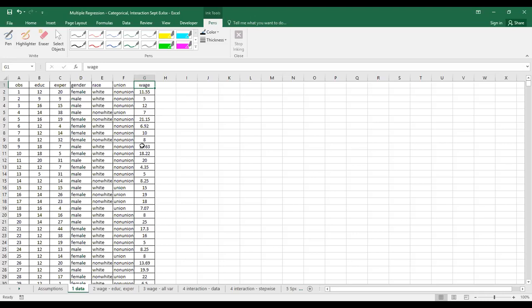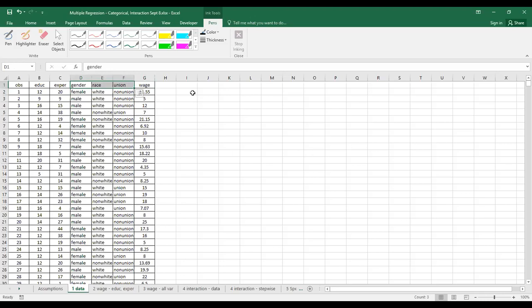Ito yung hourly wage, okay? Then we'd like to regress hourly wage on education and experience. May relationship ba si hourly wage at saka si education at saka kay experience? So let's not mind first itong tatlong categorical variables na to.